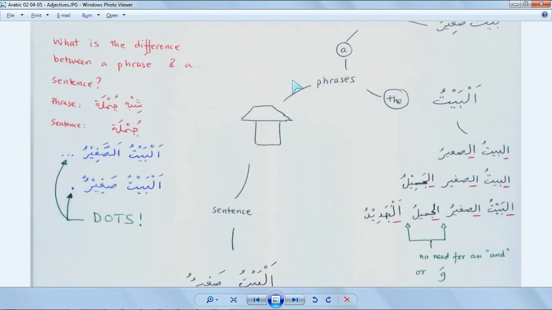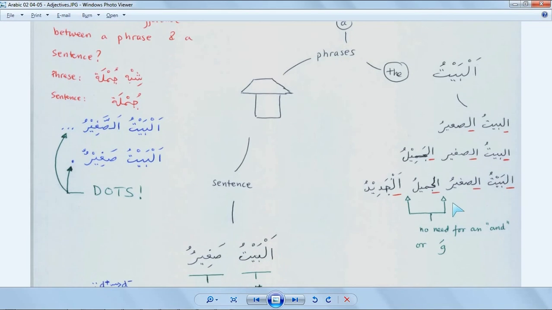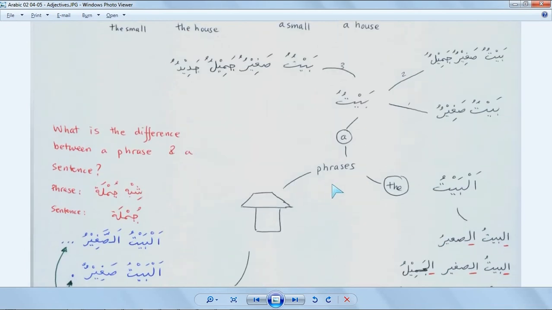The same applies if the words are definite. Al-baytu as-saghiru. Note there's a dot missing there. The small house. Al-baytu as-saghiru al-jamilu. The beautiful small house. Al-baytu as-saghiru al-jamilu al-jadidu. The small, beautiful, new house. So again, there's no wa in between this. So no need for an and or a wa, if it is a phrase.